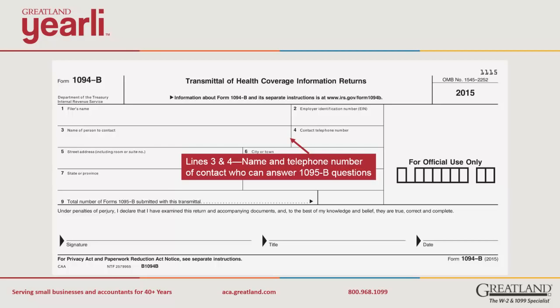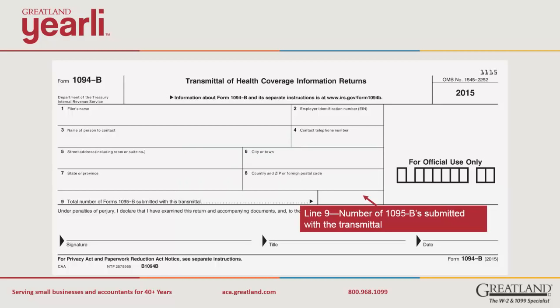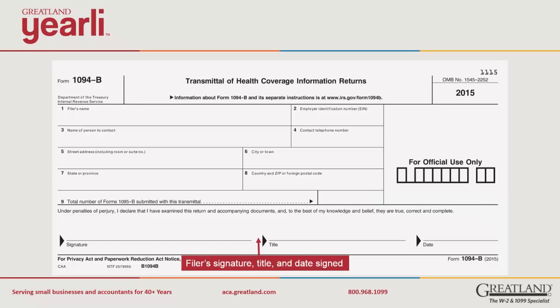Lines 3 and 4 report the name and telephone number of a contact who can answer 1095B questions. Remember, since Form 1094B is only being sent to the IRS, this person should be someone who can answer questions from the IRS. This may not necessarily be the same contact telephone number listed in Part 3 of Form 1095B. Line 9 should include the number of 1095Bs submitted with the 1094B. Lastly, the filer should sign and date the form and include the title of the filer.